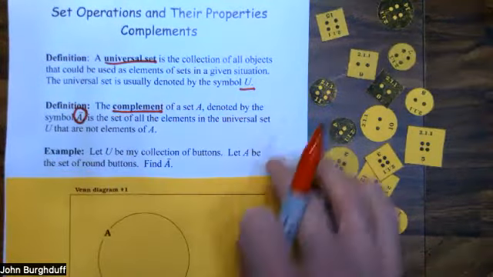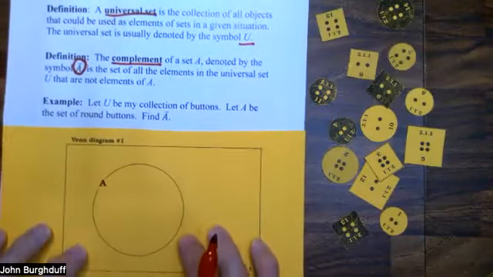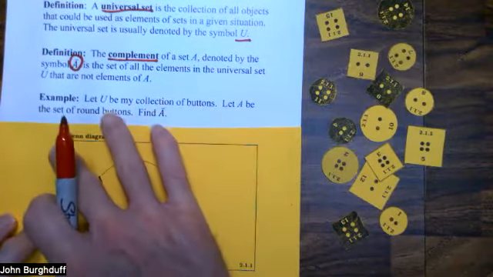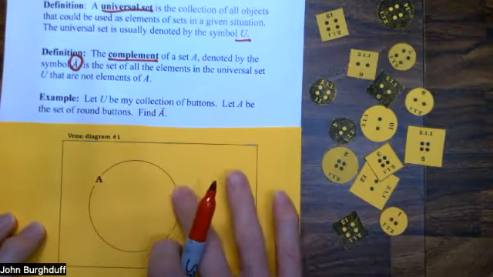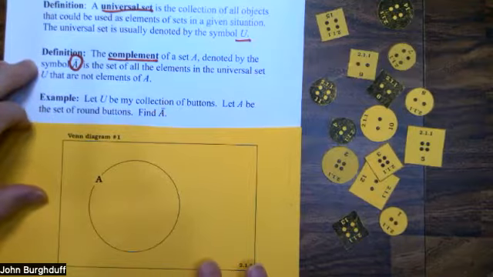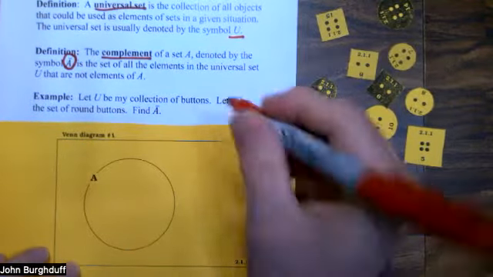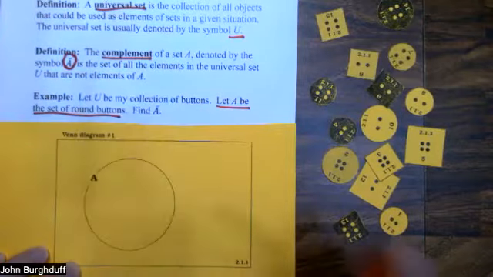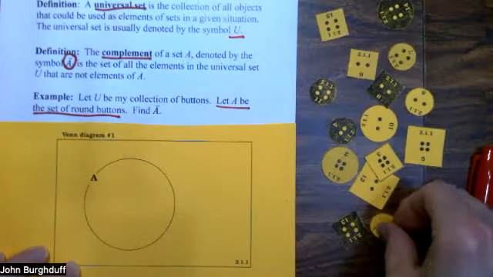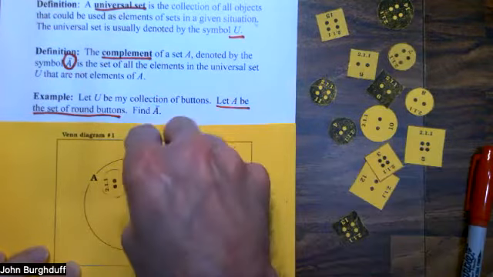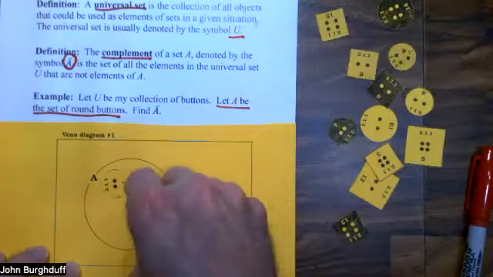This picture is a Venn diagram. The large square represents the universal set, and within that set, I have a set A. Now, I'm going to play with this with specific definitions. Let A be the set of round buttons. So I'm going to go over here to my collection of buttons, and I'm going to represent them by putting them all inside the circle that represents A.